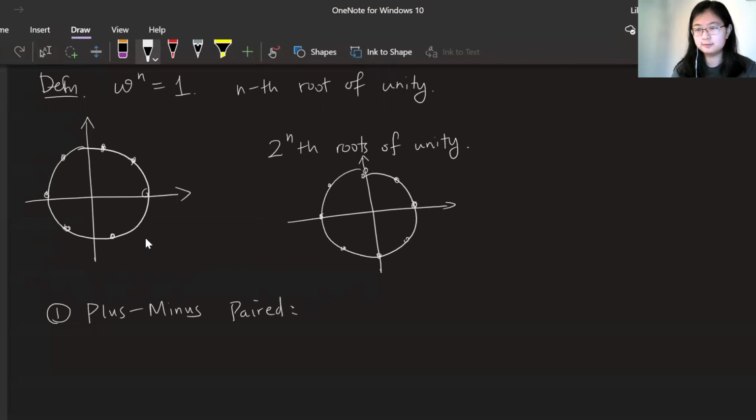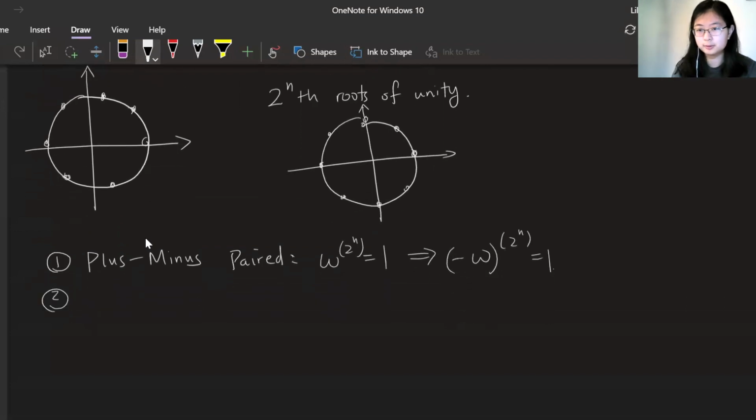This means that if omega is a 2 to the nth root of unity, so if omega to the 2 to the n is 1, then negative omega to the 2 to the n is also equal to 1. And this is because 2 to the n is always even, and so this is equal to omega to the 2 to the n.